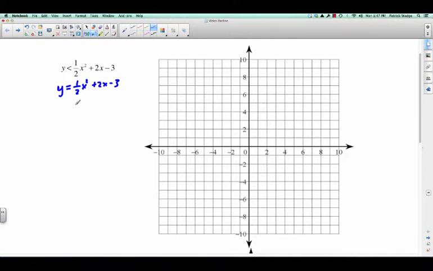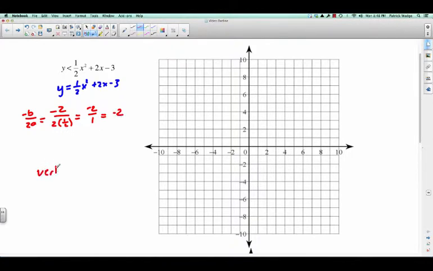And it's not in standard form, so we could complete the square. But I'm feeling lazy, so I'm not going to complete the square. I'm going to use negative b over 2a. So that's negative 2, that's what b is, over 2 times a, and a is 1/2. So that's negative 2 over 2 times a half is 1, so it's just negative 2.